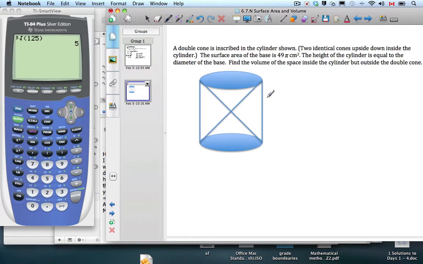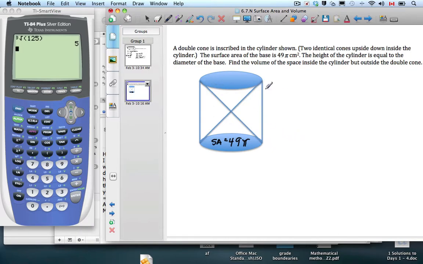Okay, so a double cone is inscribed in the cylinder shown. Two identical cones upside down inside the cylinder. The surface area of the base is 49 pi centimeters squared. So one of those blue things is 49 pi centimeters squared. Just go ahead and write that in. Surface area equals. Nice. The height of the cylinder is equal to the diameter of the base.